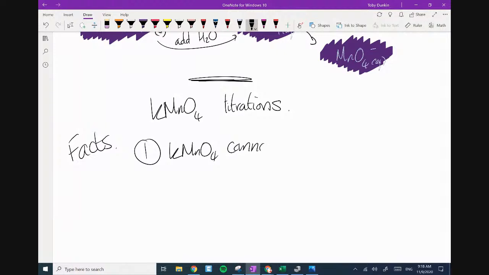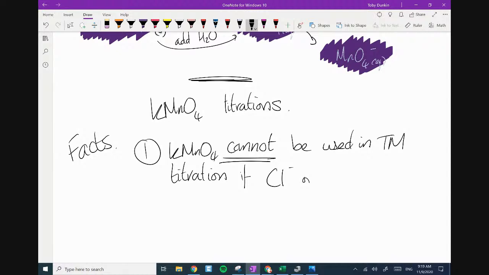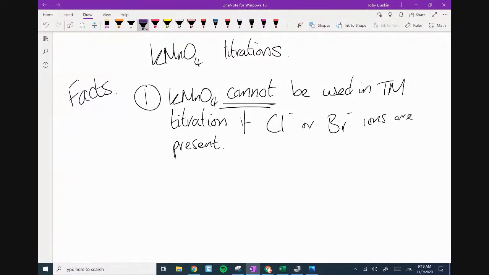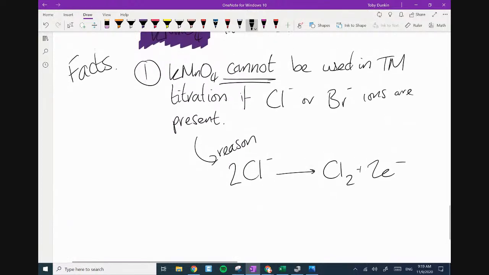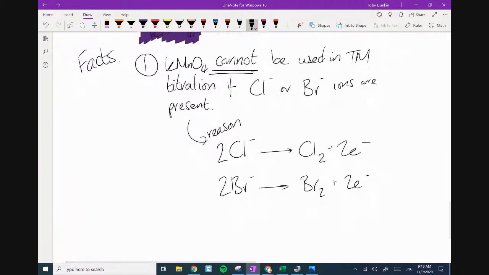KMnO4 cannot be used in transition metal titrations if Cl- or Br- ions are present. The reason why is that potassium permanganate is a powerful oxidizing agent. It will oxidize the chloride ion up to chlorine, losing 2 electrons, and you'll form chlorine gas. Same with bromide. You don't really want to fill a chemistry lab with chlorine gas or bromine gas.